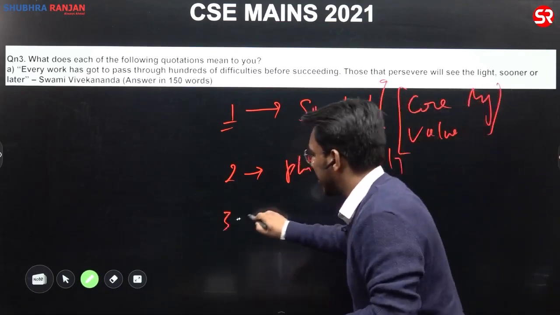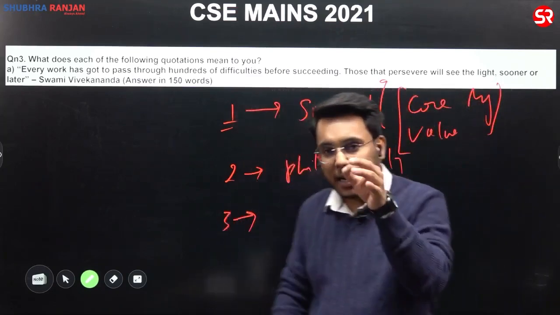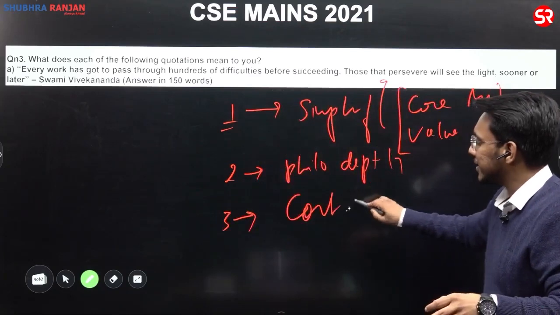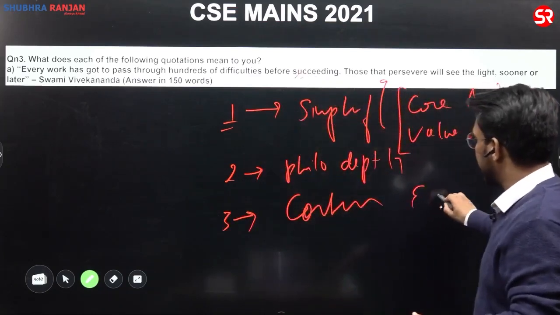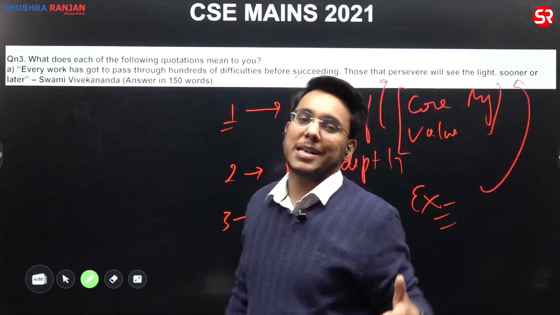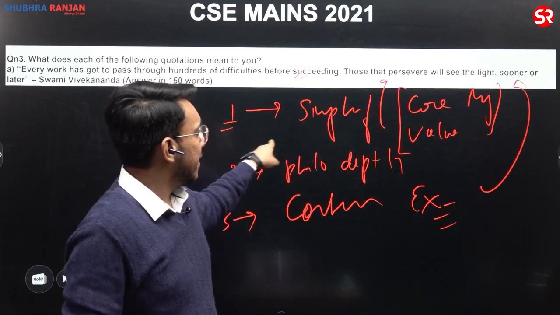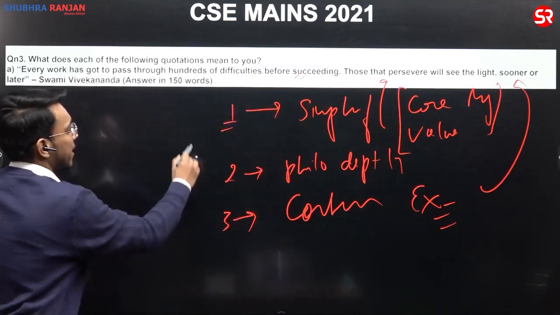Then step number three, what can you do? In step number three, you can provide contemporary examples where such a message has been adopted and something good has happened. You can give contemporary examples of how such values have been followed and something good has happened. So contemporary examples which support this particular quote can be given. Now, what contemporary example can you give here?